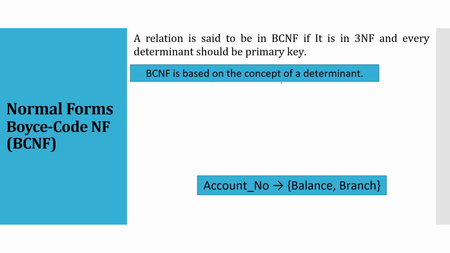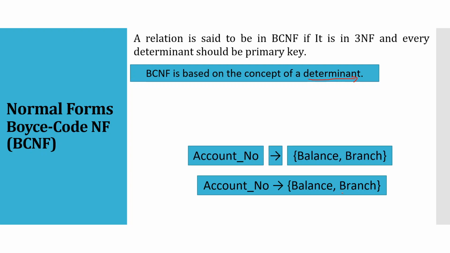So BCNF is based on the concept of determinant. Already we have said that each determinant should be a primary key. So now assume this functional dependency: account number determines balance and branch. So if I have the account number of mine or any others, then I can determine the balance as well as the branch in which that account was opened, right? So account number is determining balance and branch.